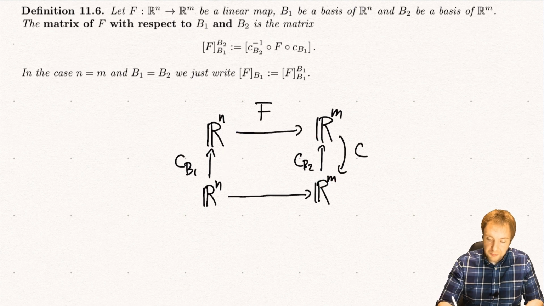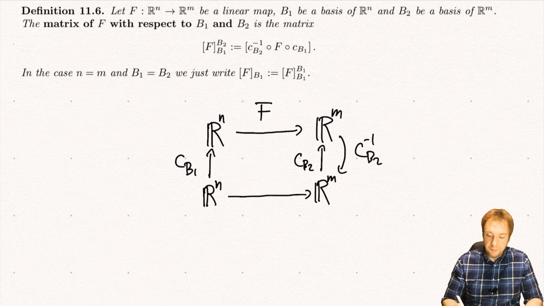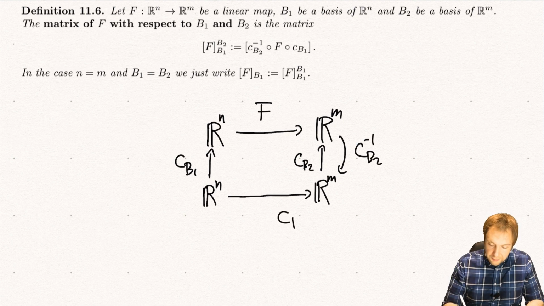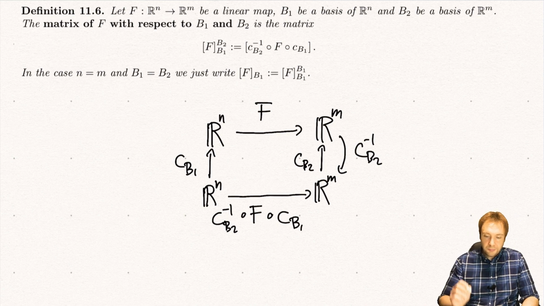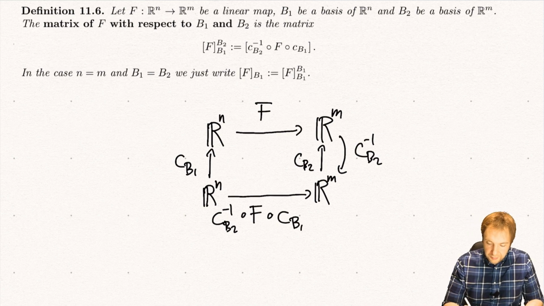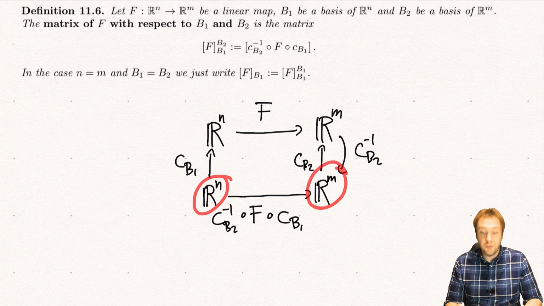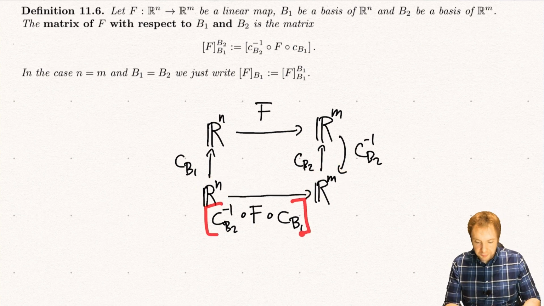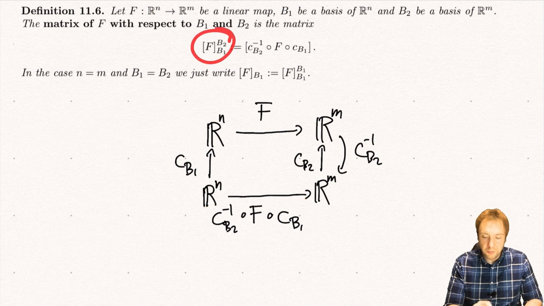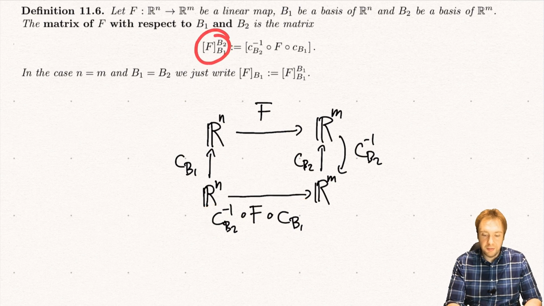So here is CB2 inverse. So this map here is CB1, then F, and then CB2 inverse. And so this is a linear map from Rn to Rm, for which we know what we mean by the matrix of this. And this is what we will denote by this matrix here, F, B1, B2.